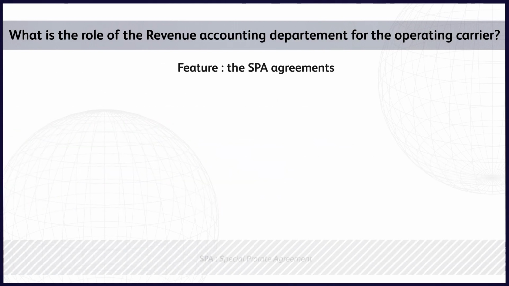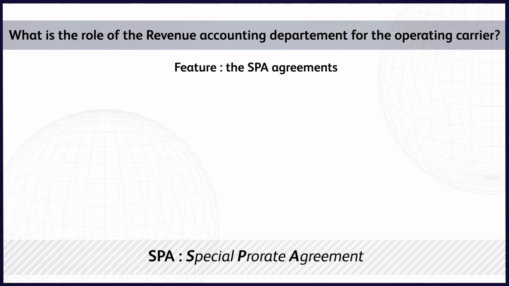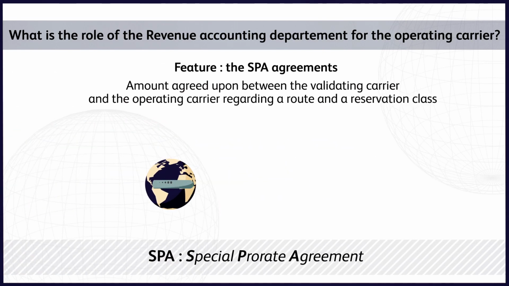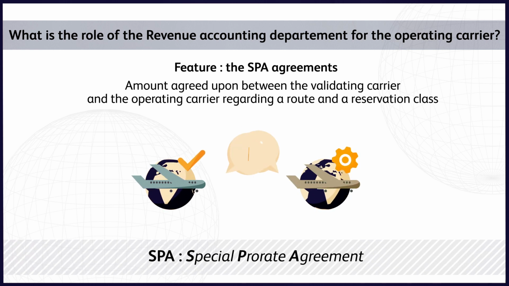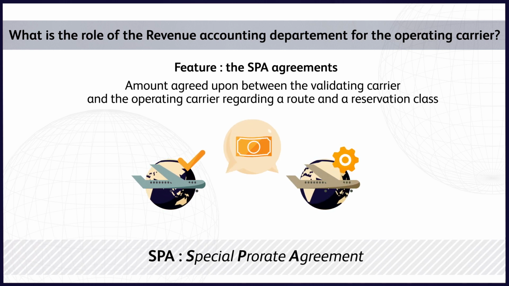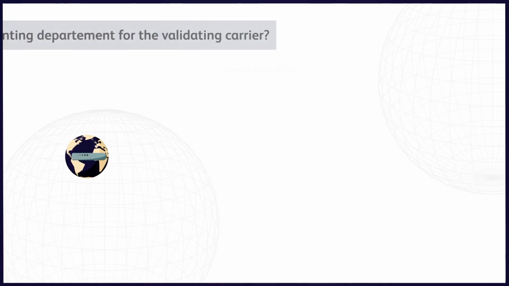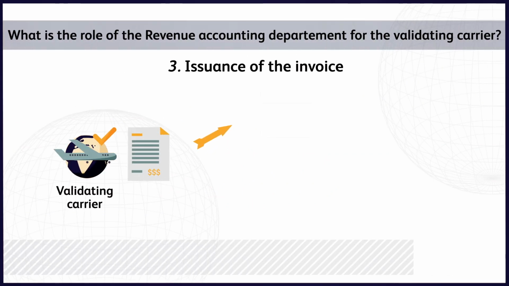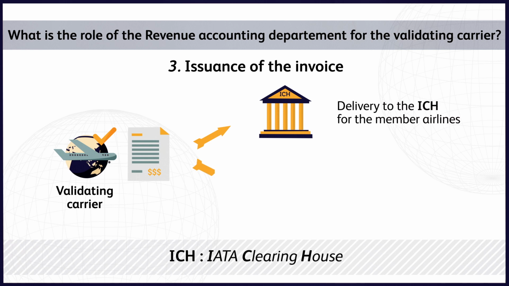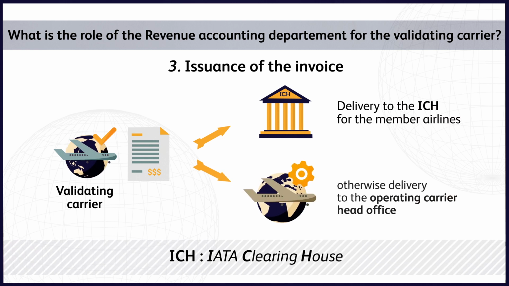The SPA, Special Prorate Agreement: this is the amount agreed upon between the validating carrier and the operating carrier regarding a route and a reservation class. Issuance of the invoice corresponding to the delivery to the ICH for the member airlines, otherwise delivery to the operating airline's head office.